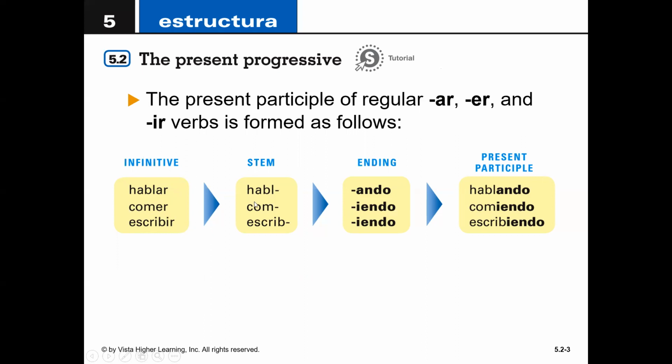So what we do to form the present participle, the -ing part of this structure, is we drop off the endings. So from hablar, we have habl, from comer, we have com, and from escribir, we have escrib. So we drop off the AR, ER, IR, and then we add ando for AR and iendo for both ER and IR. So it's quite easy, just two forms. Hablar gives us hablando, comer gives us comiendo, and escribir gives us escribiendo. You can see that highlighted here.